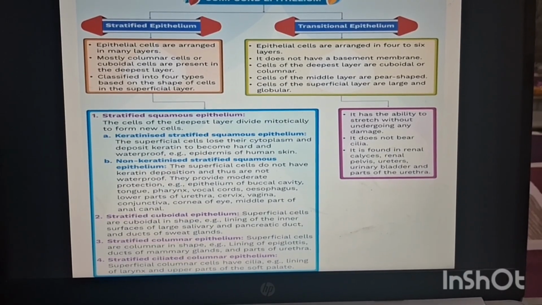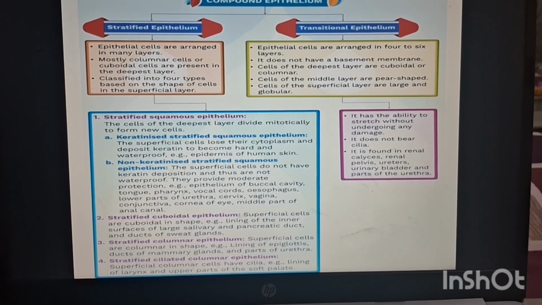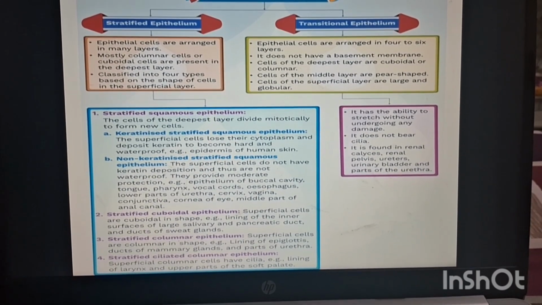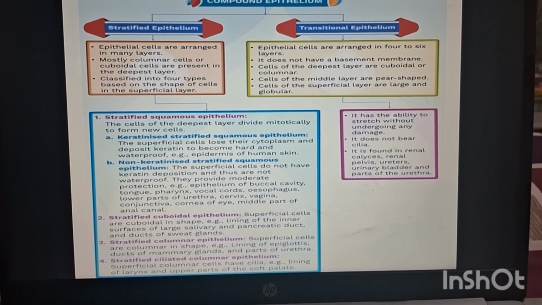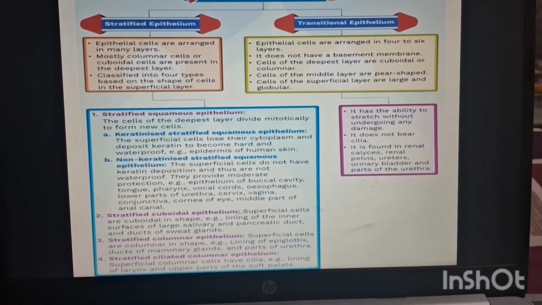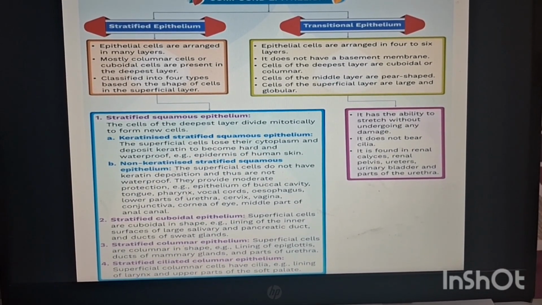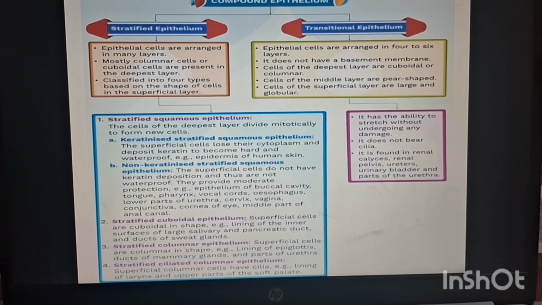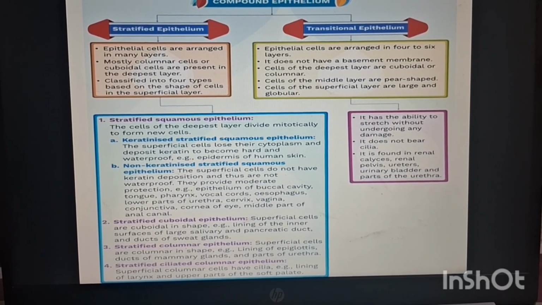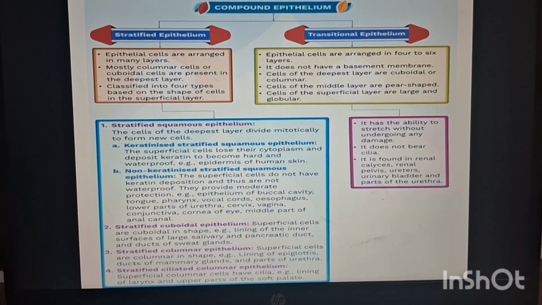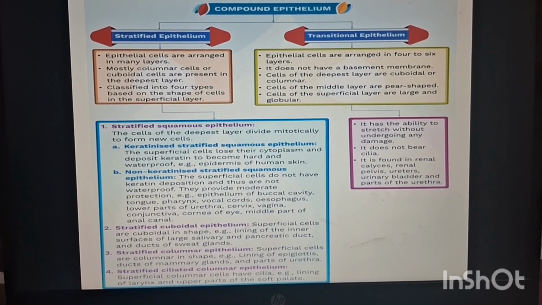Next type is stratified cuboidal epithelium. Their superficial cells are cuboidal in shape, example lining of the inner surface of the large salivary and pancreatic ducts and ducts of the sweat glands. Next type is stratified columnar epithelium. Their superficial cells are columnar in shape, example lining of the epiglottis, ducts of the mammary glands and parts of the urethra. Next type is stratified ciliated columnar epithelium. Superficial columnar cells have cilia, example lining of larynx and upper parts of the soft palate.